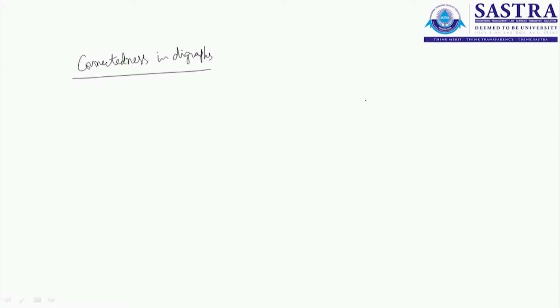In this lecture, we will be defining what is meant by connectedness in digraphs. Let me first recall what we know in the case of an undirected graph. You know what an undirected graph is: a graph in which the edges do not have any direction.